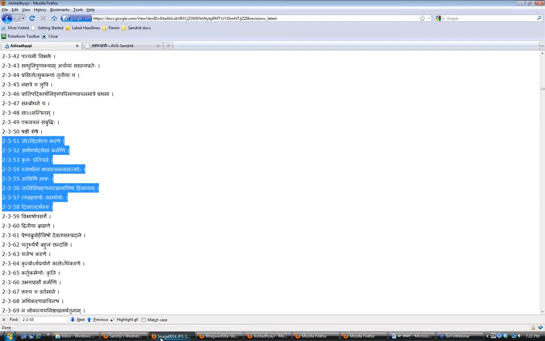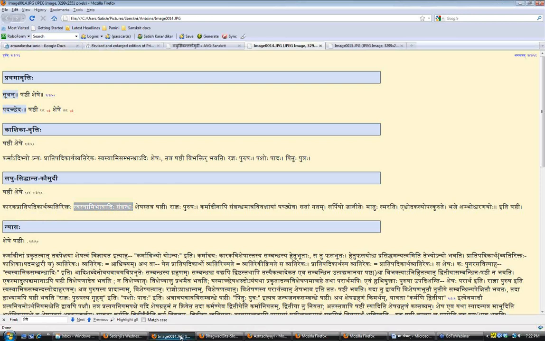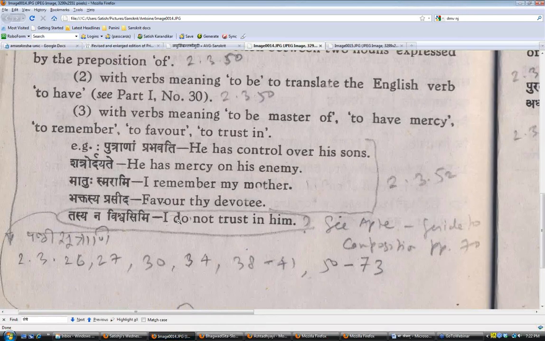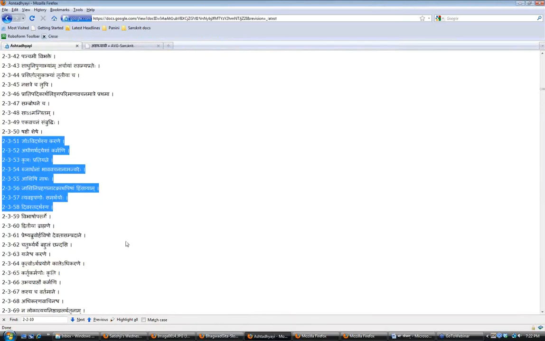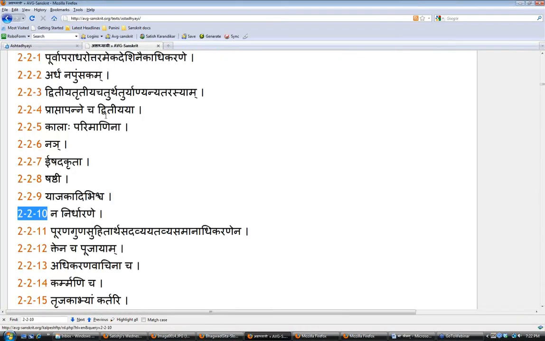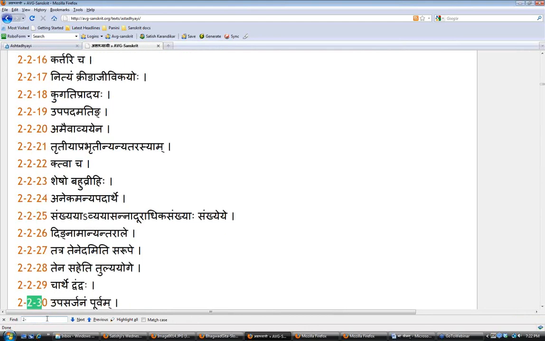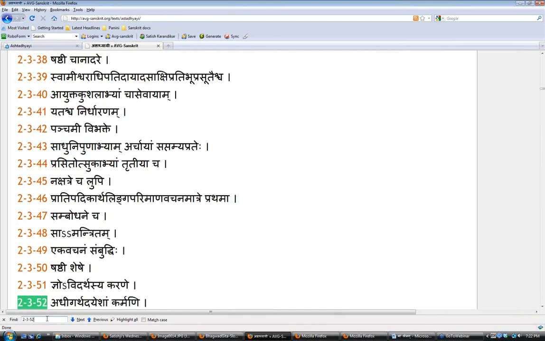Let's see where we are. Okay, so even though we can use this, the sutram is 2-3-52: Adhigarthadayeshām karmani. What is adhig artha? Adhig is adhi plus the dhatu ik smarane. It's not used very much. If you refresh your memory, there are 3 dhatus of the form i in the second gana, adadi gana. One of them is in gatau, the parasmaipadi dhatu. The second is in adhyayane. These two are commonly used. The third one is ik smarane.